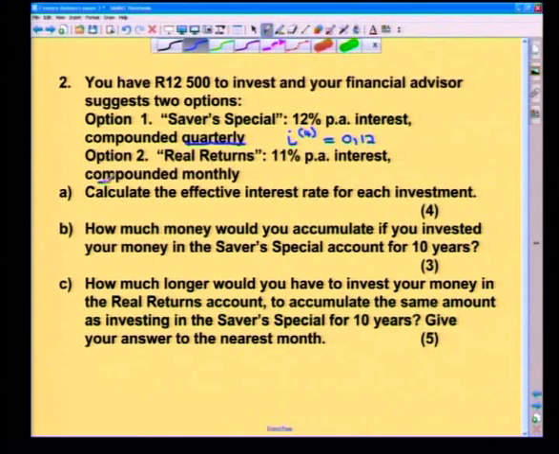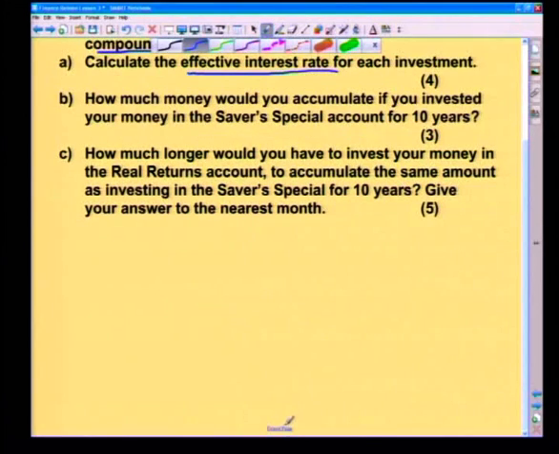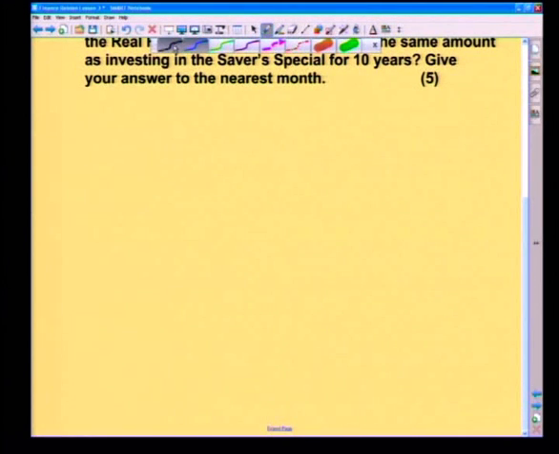Now this one says compounded monthly. So what I do is I go I12 is 0,11, and that just helps me to focus on it properly. Now, it's interesting because the thing they're going to ask you now is calculate the effective interest rate. So let's go and see how we're going to do that. There's a useful formula which is not given on your formula sheet, sadly, that goes as follows. It says 1 plus I effective equals 1 plus I nominal to the power n.